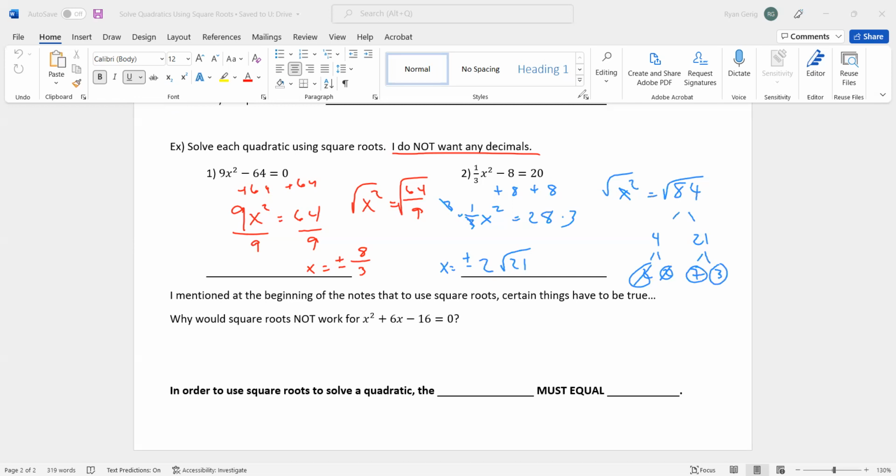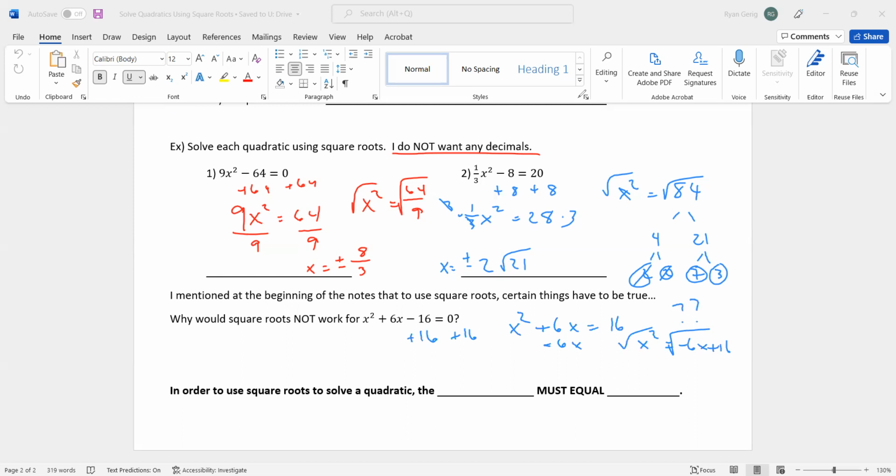All right, so I mentioned at the beginning of the notes that to use square roots, certain things have to be true. If you look back at all of the problems, you might notice a pattern, but let's see if you can figure out what that is. Why would square roots not work for this one right here? Let's go ahead and try it. Let's add 16. We're going to get x squared by itself, right? So we're going to get x squared plus 6x equals 16. And then I'm going to subtract 6x because I've got to get x squared by itself. So I'm going to get x squared equals negative 6x plus 16. The square root of that doesn't make sense.